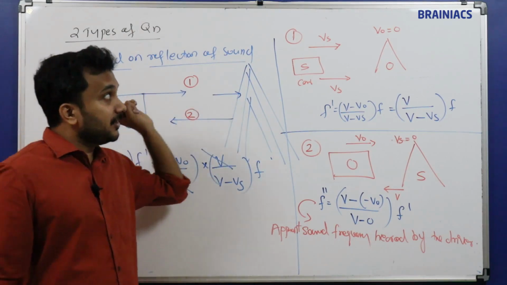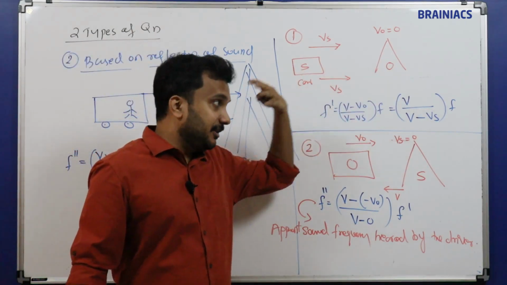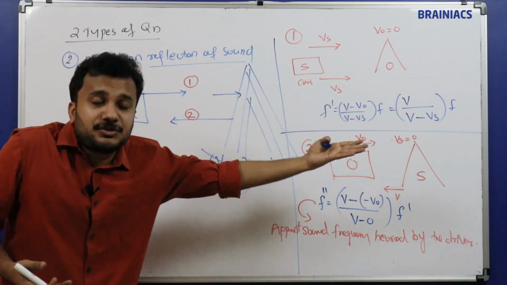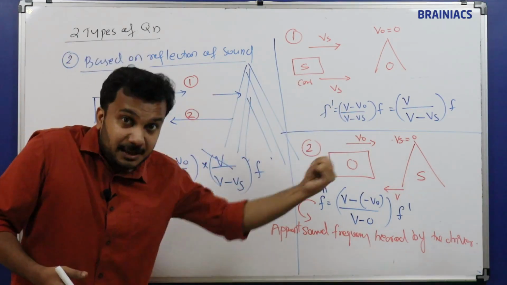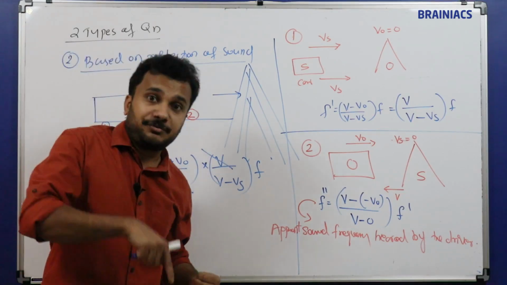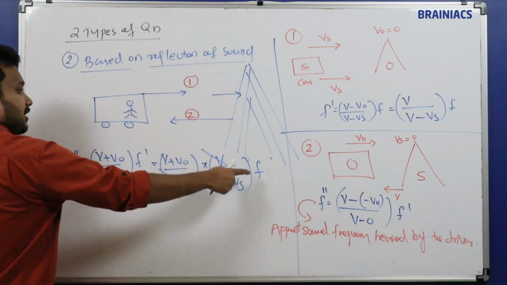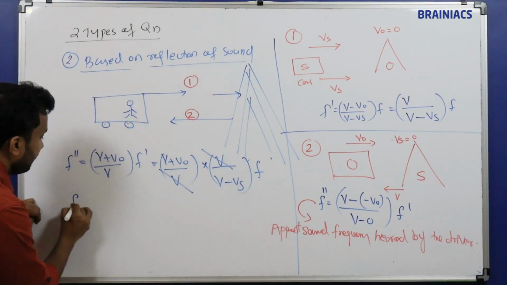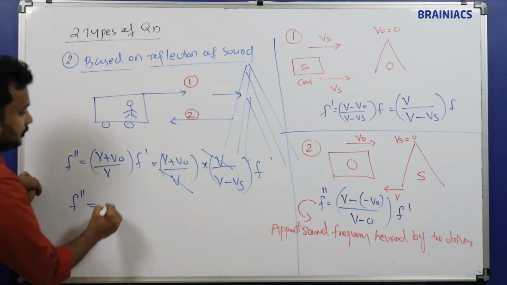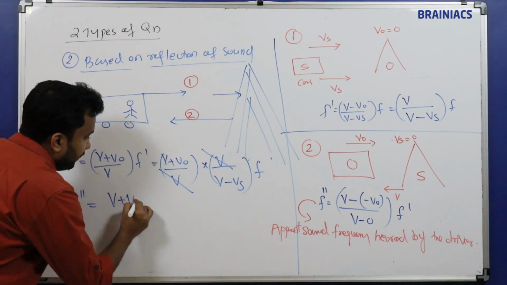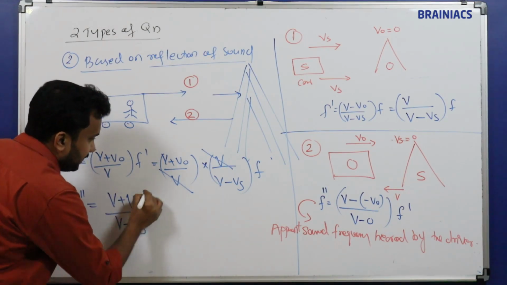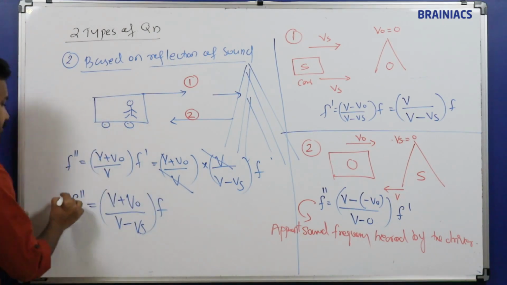F dash is the first part of the apparent frequency. F double dash is the second part. The first apparent frequency will not be given in the question, but the second apparent frequency you have to find out from the original frequency. Once you substitute, you get F double dash equal to (V plus V naught) divided by (V minus Vs) into the frequency F.